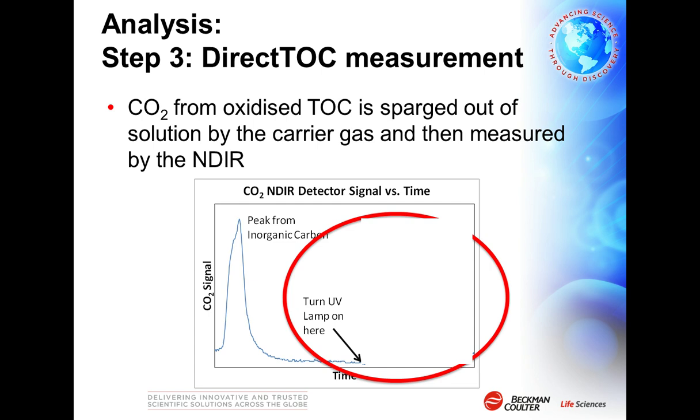And then the third step is a direct measurement of that TOC. So the carbon dioxide from the TOC is sparged out or swept out from the solution using the purge gas and is measured by the non-dispersive infrared detector. So we wait till all the TIC, the dissolved carbon dioxide from the TIC, is gone. And then we turn the UV lamp on, and that's when we start to oxidize the organics, and then we measure the carbon dioxide from that. So we make sure there's no interference from the TIC.